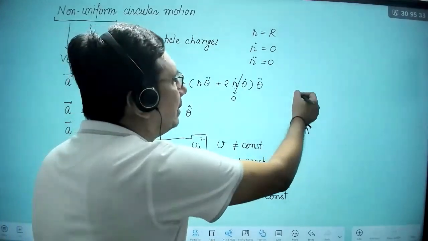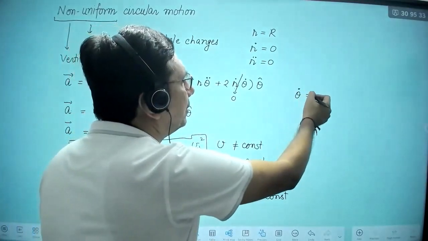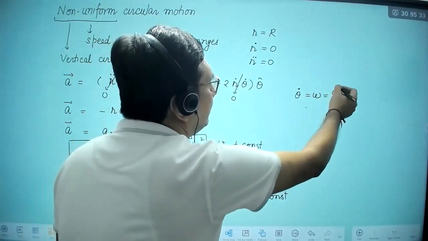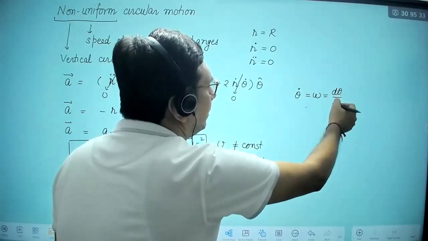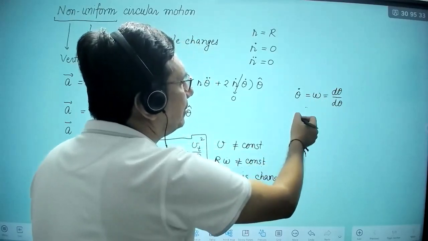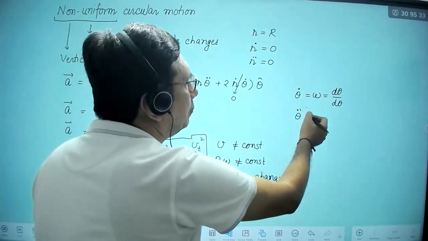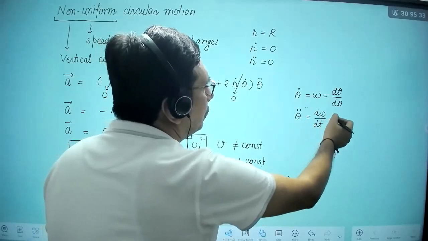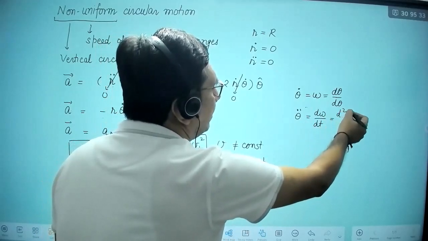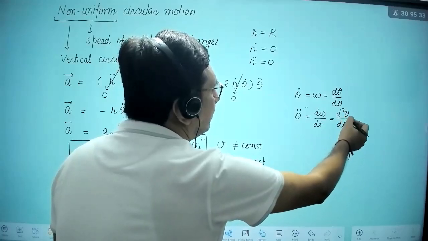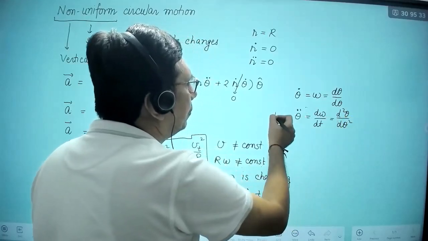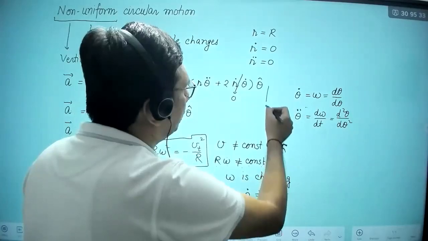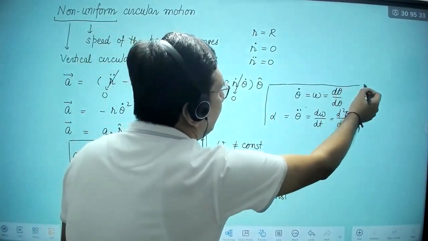If theta dot is omega, then you know that this omega is d theta by dt. If you further differentiate this, this will be theta double dot, or you call it d omega by dt, or you call it d square theta by dt square. And this is called angular acceleration. You call it alpha. So this is angular velocity and angular acceleration.